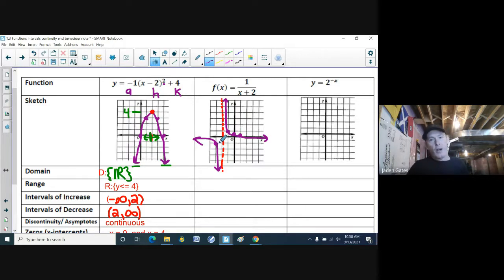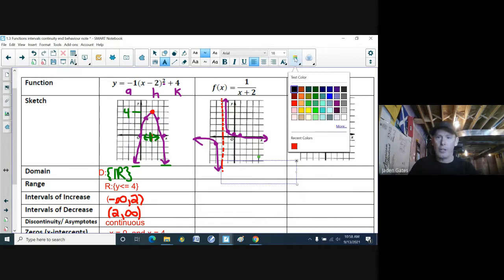All right, now, domain. Left and right. That's all about our domain. What can we have or can't have left and right? Well, we got all these values to the left of this red line. We have all the x values right of the red line, but we can't have an x value at the red line.